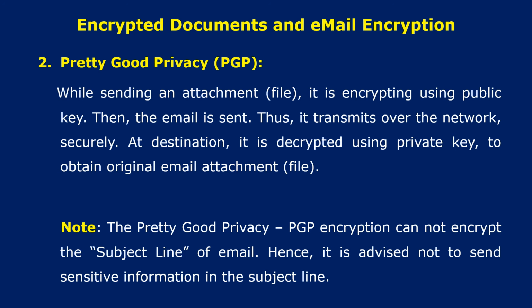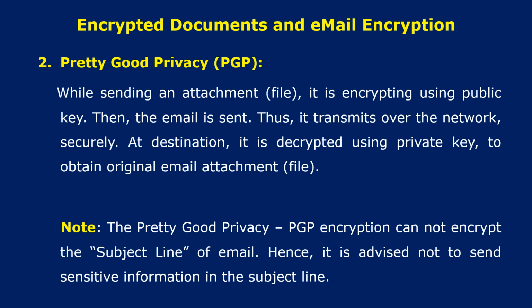While sending an attachment, because emails consist of attachments, while sending an attachment, it is encrypted. That's what we discussed just now. While sending an email, the attachments are also encrypted using public key, and then it is sent over the network. And after receiving that one at a destination using a private key, we can get back the original email and attachments. So it makes use of both the public key and the private key.